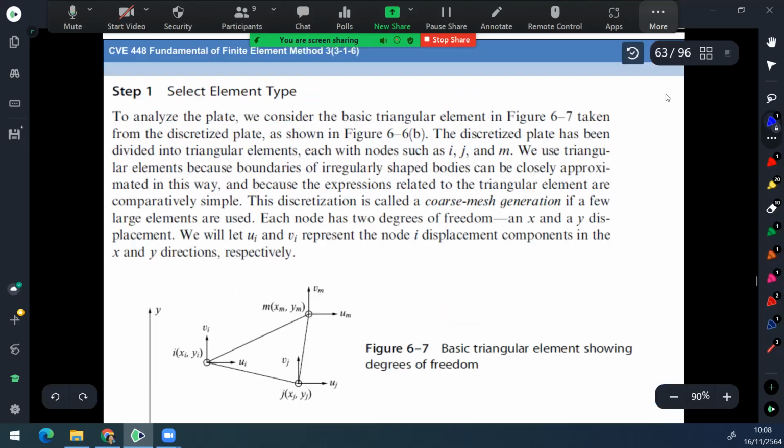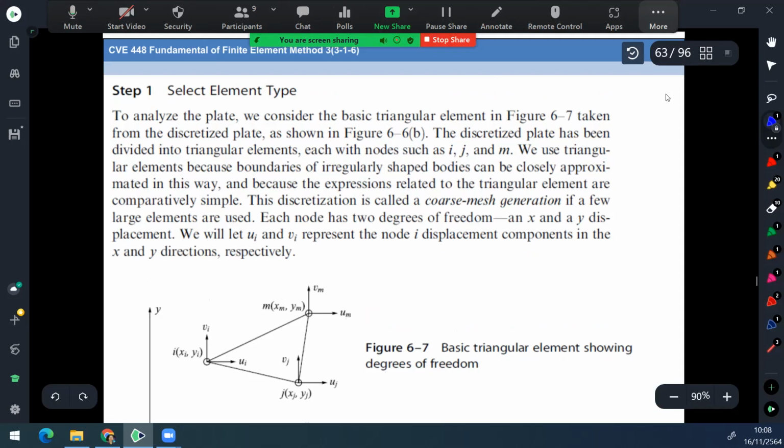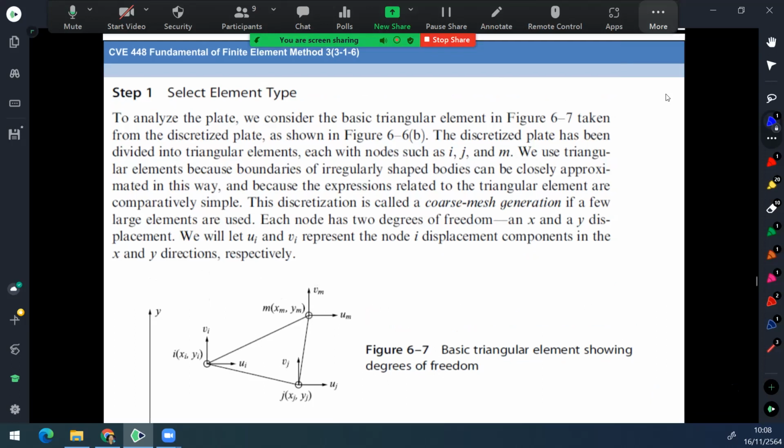So for the basic element type of two-dimensional problems, we may select the triangular element like this. If we define the nodes, we have 3 nodes, right? And each node has 2 degrees of freedom, that is the displacement in the x direction and the displacement in the y direction. If we have two directions of displacement for each node, it means that this type of element is composed of 6 degrees of freedom. Okay, 2 degrees of freedom per node.